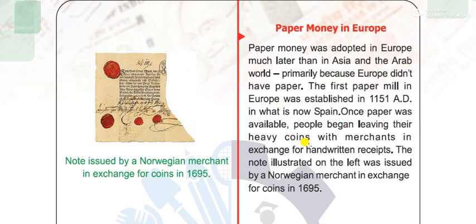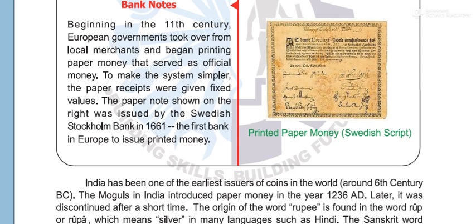The first paper mill in Europe was established in 1151 AD in what is now Spain. Once paper was available, people began leaving their heavy coins with merchants in exchange for handwritten receipts. The note illustrated on the left was issued by a Norwegian merchant in exchange for coins in 1695. From this history of paper money in Europe, you can understand how important paper money is. It is very important. This was about paper money in Europe.